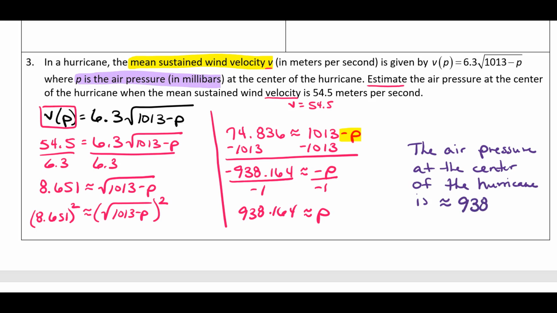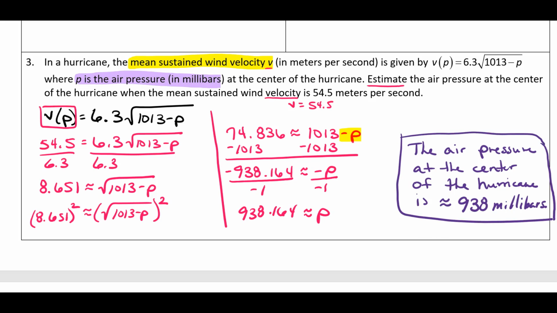Okay, so about 938 millibars. And again, it doesn't say where to round, so if you round it to tenths or hundredths, the more decimals, the more precise. But I went ahead and rounded it to a whole number because I figured this is probably something we'd see in a real life problem. So about 938 millibars is the pressure at the center of the hurricane. Okay, so there's an example that you might see in a word problem.